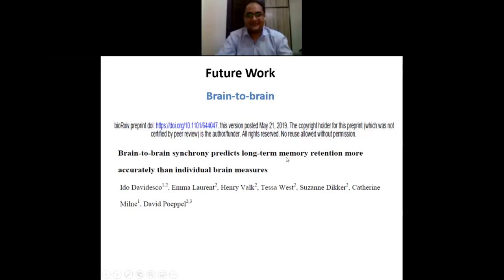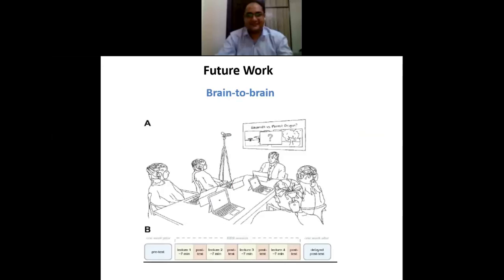We want the students to be able to not only have the knowledge, but to be able to maintain it. So, more accurately than individual brain measures. And in this paper, they look not only at the connection between the students, but at the same time at the connection between the teacher and the students. This is extremely interesting because, in terms of retention, as I mentioned, this is normally what we want. We want the students to be able to remember what they learn. So this is what they have done in this paper.